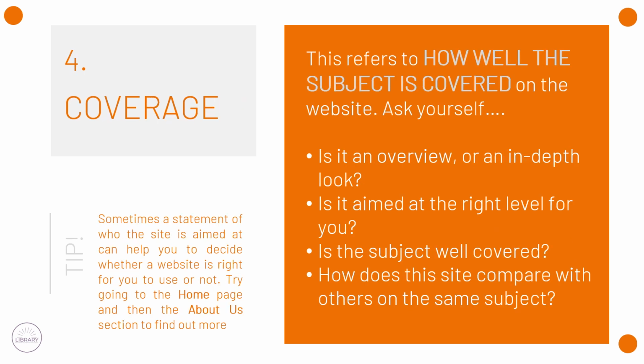Criteria 4 is coverage. This refers to how well the subject is covered. You should ask yourself whether the material is an overview of the subject or an in-depth look, and is this what you need? Is it aimed at the right level for you? For example, if you're looking for degree level material, anything written for GCSE level may not be appropriate for your search. You should also look at how this site compares with others on the same subject. You may find that other sites provide better coverage.